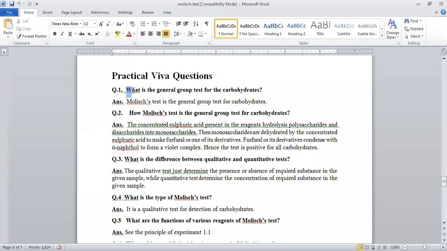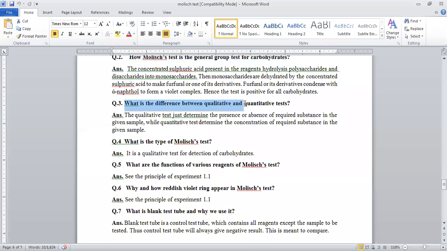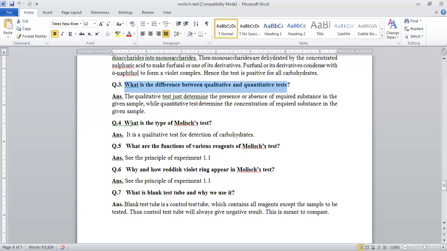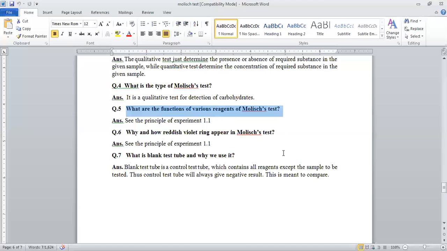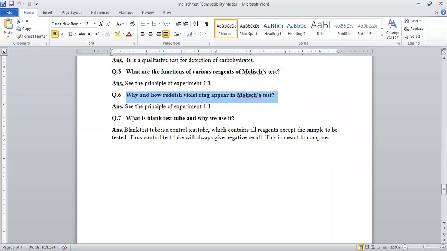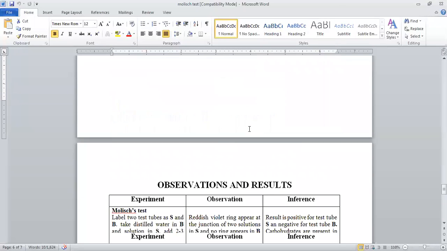These are some important viva questions. What is the general group test for carbohydrates? How is the Molisch test a general group test for carbohydrates? What is the difference between qualitative and quantitative tests? What is the type of Molisch test? What are the functions of the reagents? Why and how does the reddish violet ring appear in the Molisch test? What is the blank test tube?